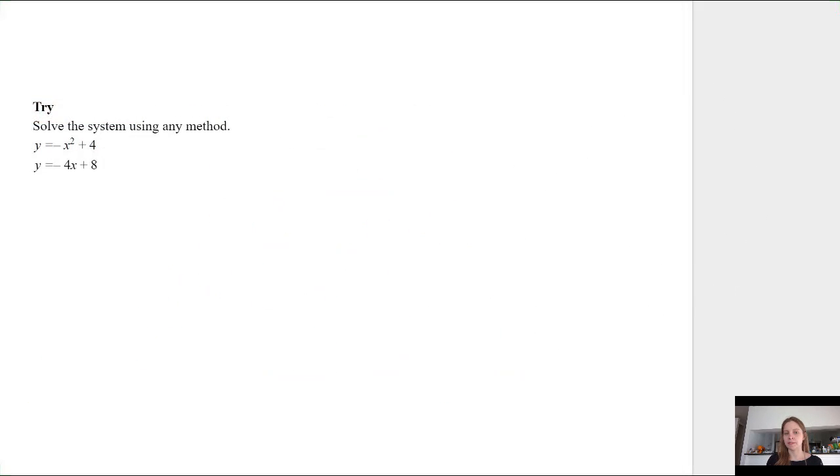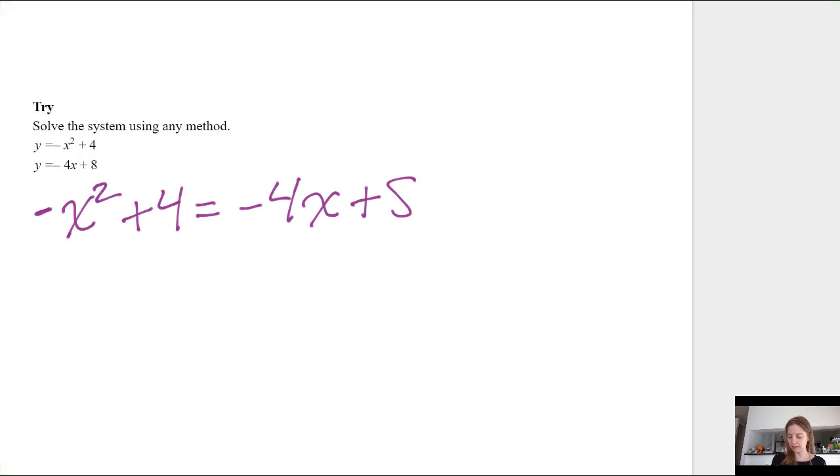I'm going to opt to solve the system using substitution. You could have also used graphing. For substitution, since they're both set equal to y, I'll set these equal to each other. So negative x squared plus 4 equals negative 4x plus 8. I want to get all the terms to one side, and I want the x squared to be positive, so I'm going to move everything to the right side. 0 equals x squared minus 4x plus 4.